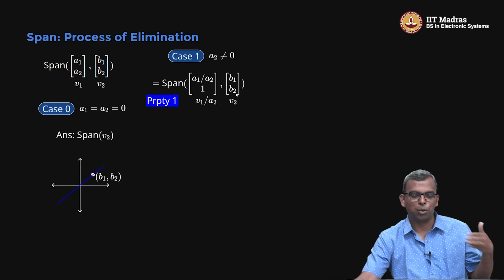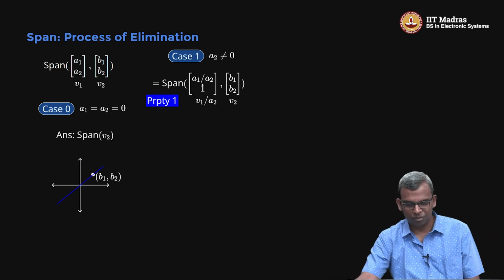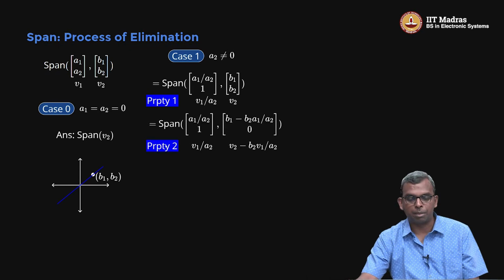So now we are going towards our known cases. When I have something like this, I can eliminate this B2, isn't it? So notice this, whenever you have a 1 and a B2, you should immediately think of elimination. I can do V2 minus B2 times V1 by A2, and then my B2 will get eliminated. So that's my next step. I use property 1 here to divide by A2, because A2 is non-zero, then property 2 here to eliminate this B2 and make it 0. But remember, when I multiply by B2, I get B1 minus B2 A1 by A2 here.